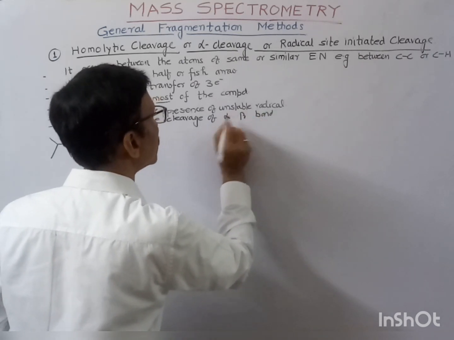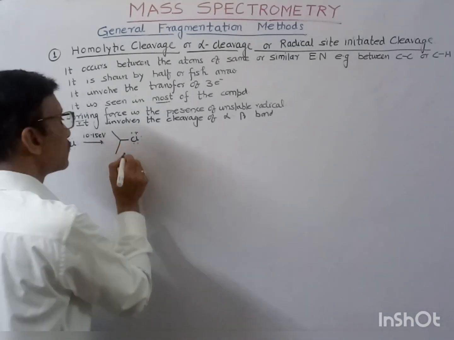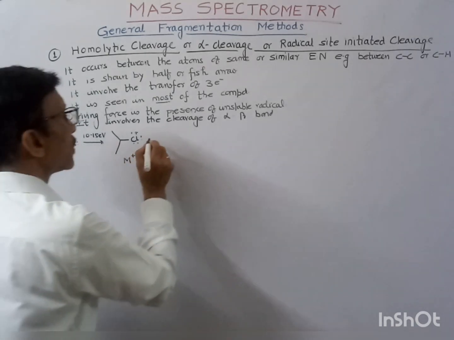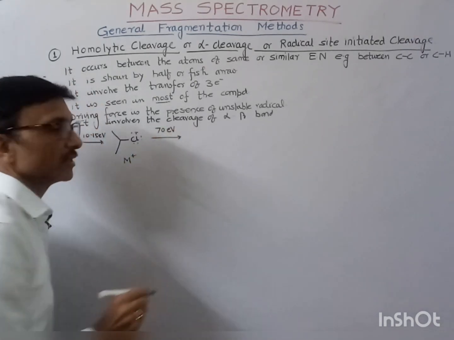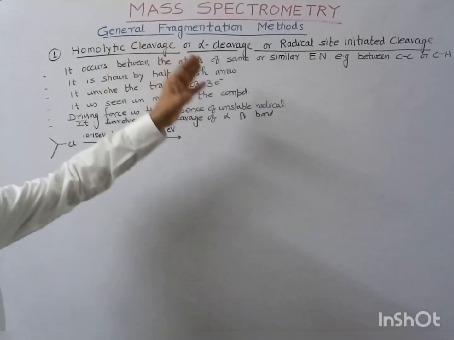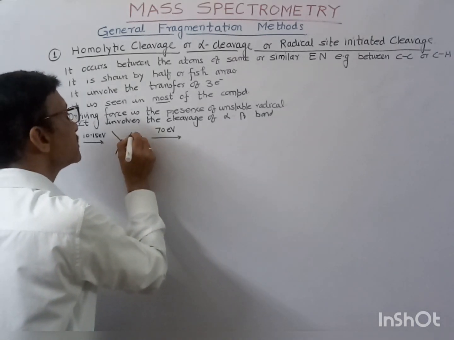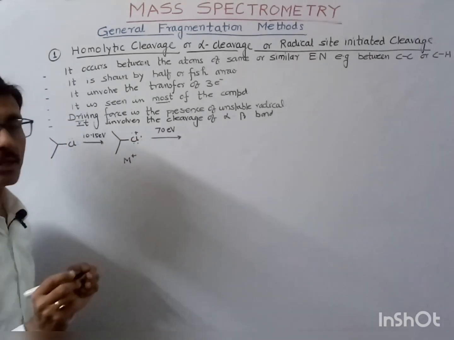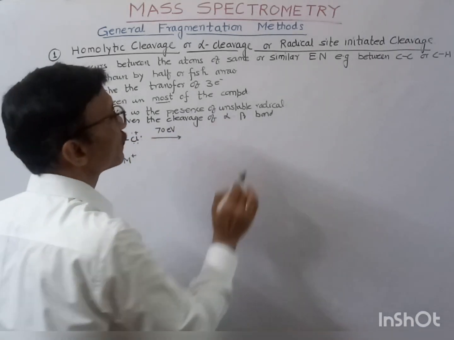Okay, the alpha-beta bond undergoes cleavage. Suppose this is our molecular ion, and at 70 electron volt we know that it undergoes fragmentation, and we are studying the general fragmentation method. So how will it undergo fragmentation? As this is a radical cation, it is quite unstable and it will undergo cleavage. How? By cleavage of the alpha-beta bond.